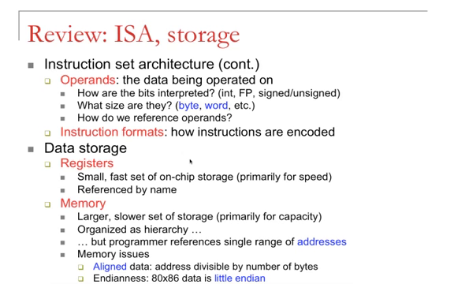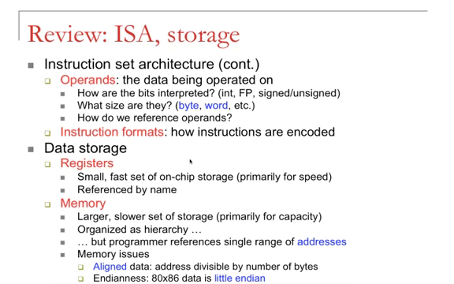Operands. Operands are the data being operated on. Many of the operations need data to work on. There are instructions without any operands, but those are very few. For operands, we will need to figure out how the bits are interpreted: whether these bits represent an integer or a floating point number, a signed number or an unsigned number. So we have to agree upon things in order for the microprocessor to know how to deal with these numbers.